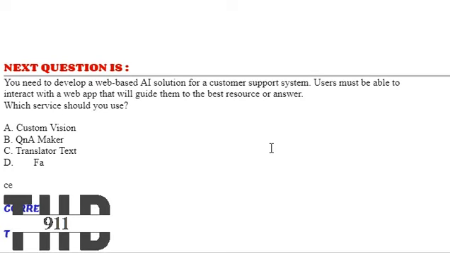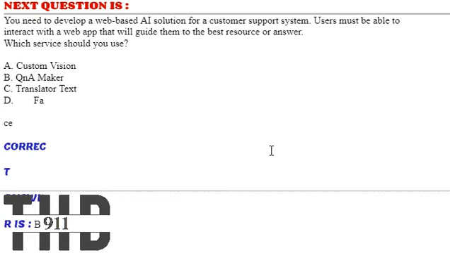Our next question. You need to develop a web based AI solution for a customer support system. Users must be able to interact with the web app and it will guide them to the best resource or answer. Option A, custom vision. Option B, Q&A maker. Option C, translator text. Option D, face detection. The correct answer is option B.